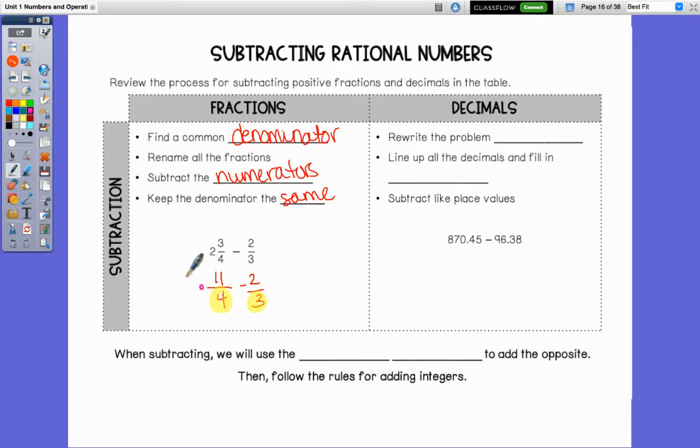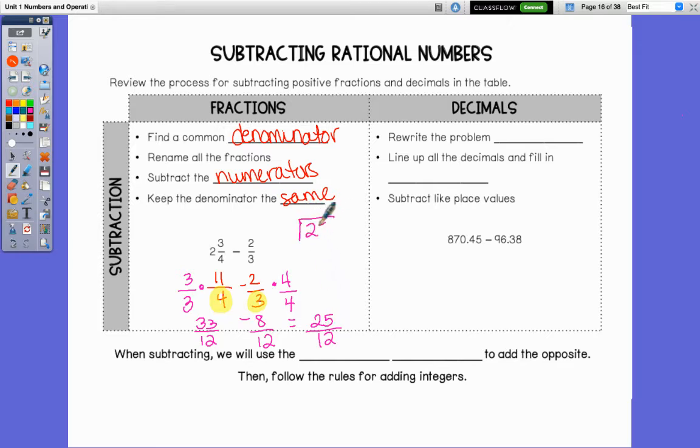So what do I need to multiply 4 by to get to 12? That's 3. And I need to multiply 3 by 4. So this gives me 33 over 12 minus 8 over 12. Now, we are going to subtract. So 33 minus 8 is 25. Took me a minute. Over 12. Remember that this is an improper fraction.